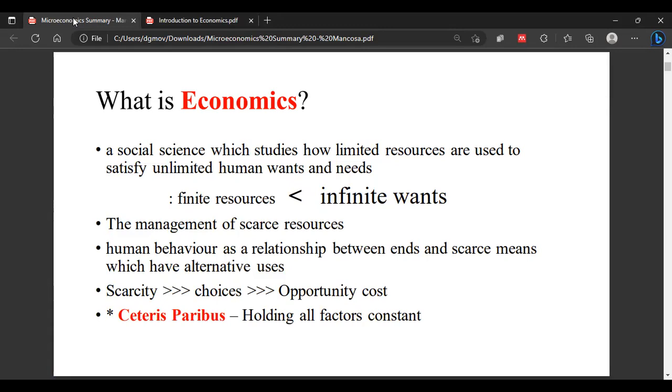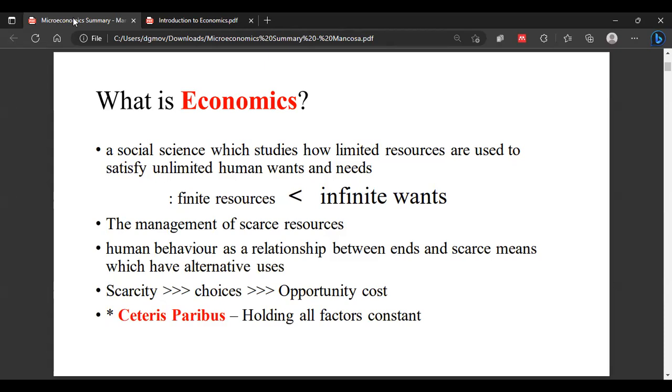Why social? Because we want to study how humans behave when they are faced with limited resources, yet they have unlimited wants and needs. This is the simplicity of economics. We live, we eat, and we sleep economics. So every day we are confronted with this social science. We may be unaware of the fact that every day we have to live this economics life.